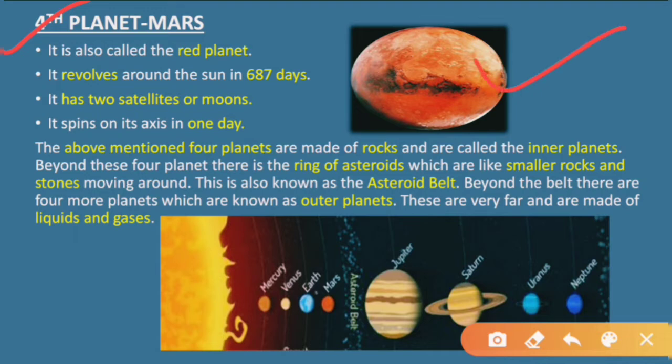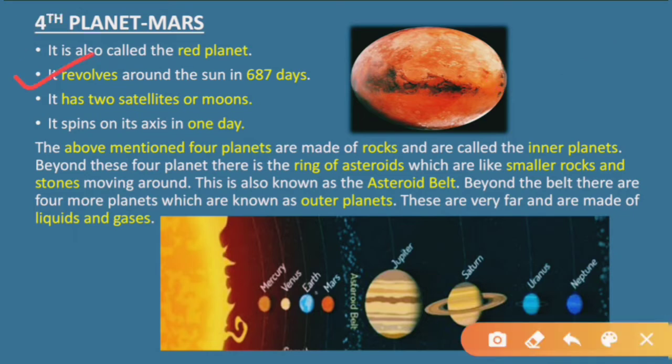You can see in this picture, it looks like this. So the planet Mars is called the red planet. Why is it called the red planet? Because there is a large content of red oxides in its soil. A red oxide is a chemical component which is present in the soil, and due to the red oxide it looks red in color, because the soil is red in color.